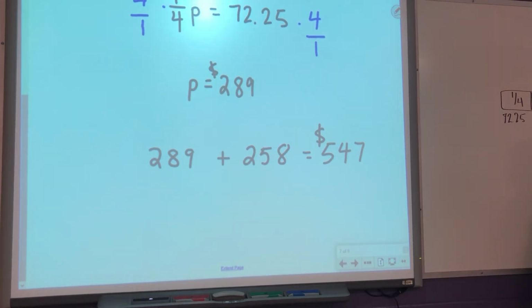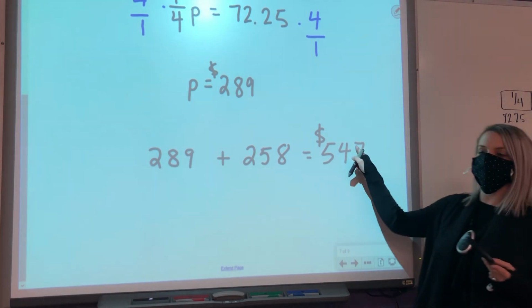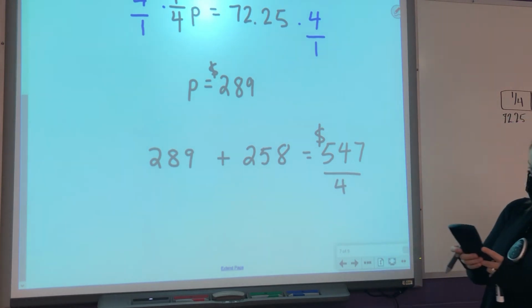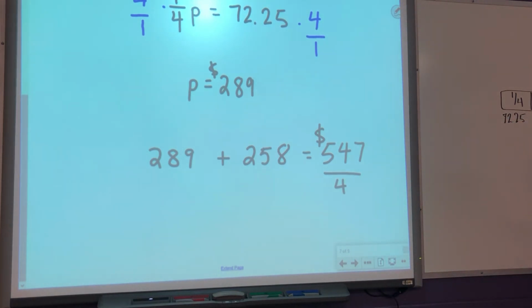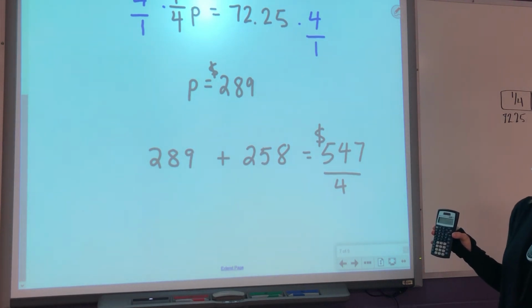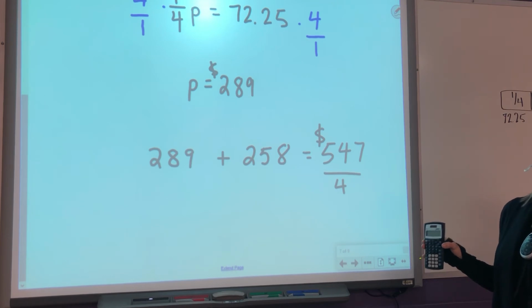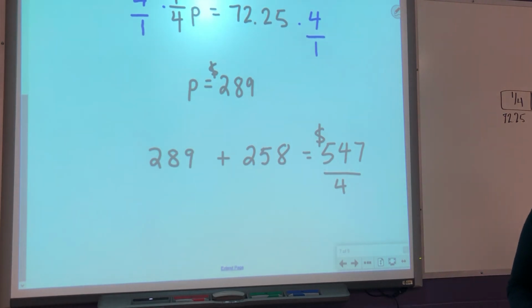The cheerleading squad only made how much of that? 1/4. So I need to take this value and do what with it? Divide by 4. So 547 divided by 4, that's where we got the 136.74. So like Liam said, the other 3/4 is probably going to the football team or something.